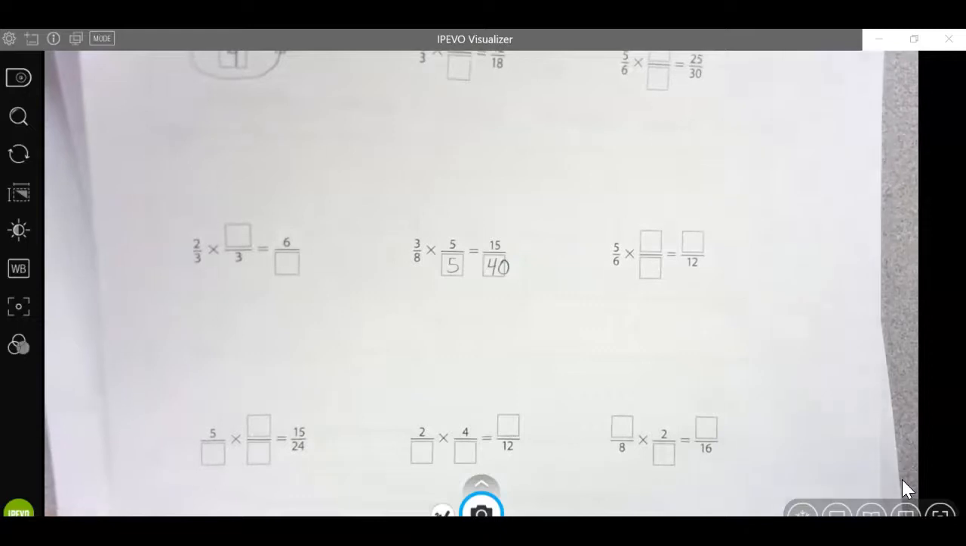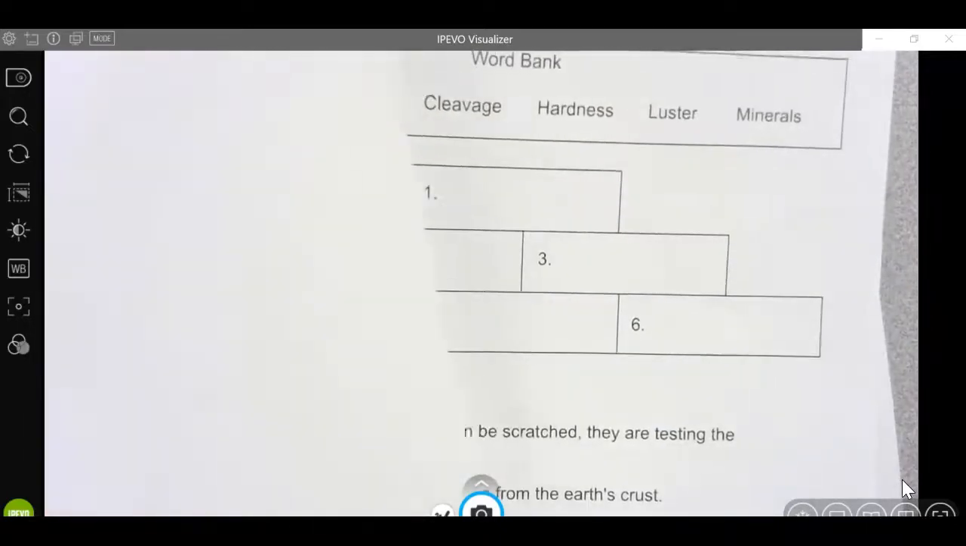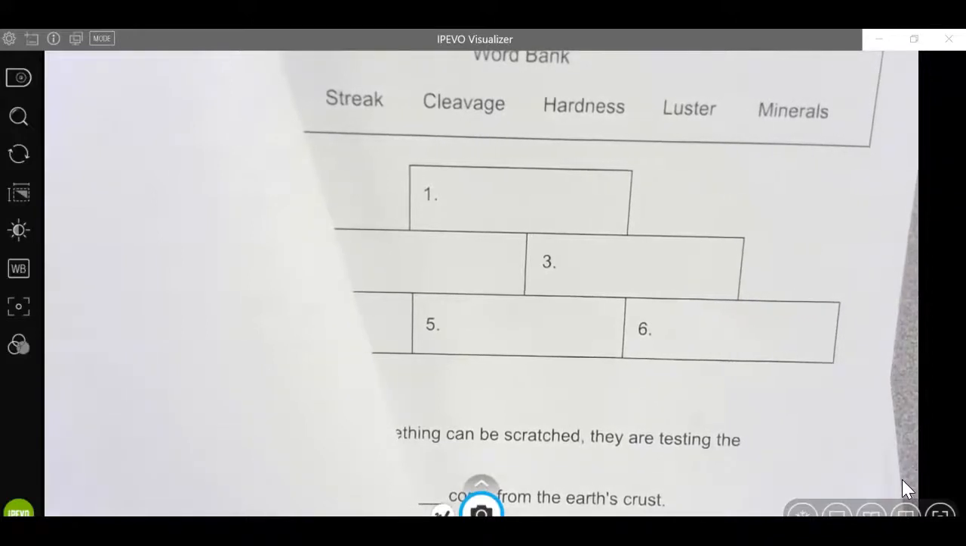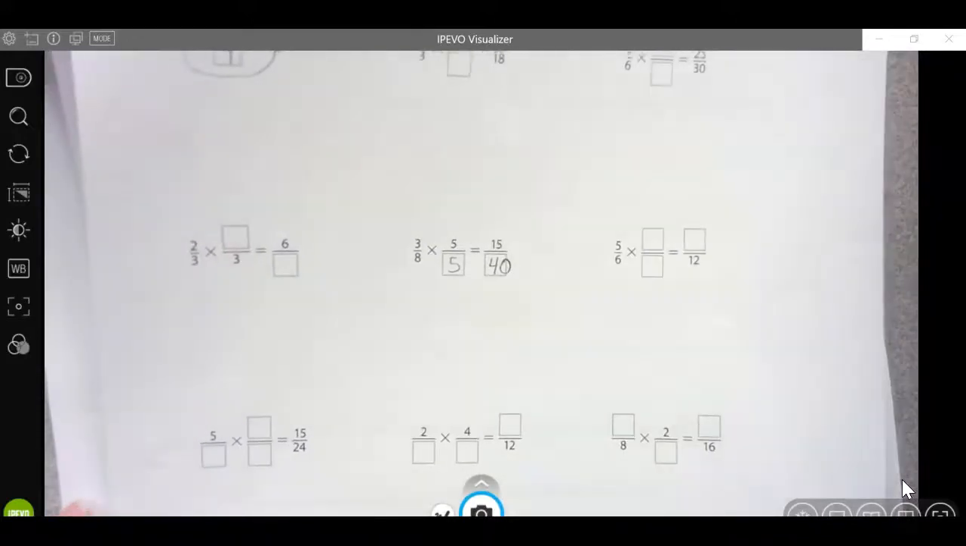That is it for our math review. The last page on our packet this week is some science. And so you can use your notes or your vocabulary in your STEM Scopes book to help you with that.